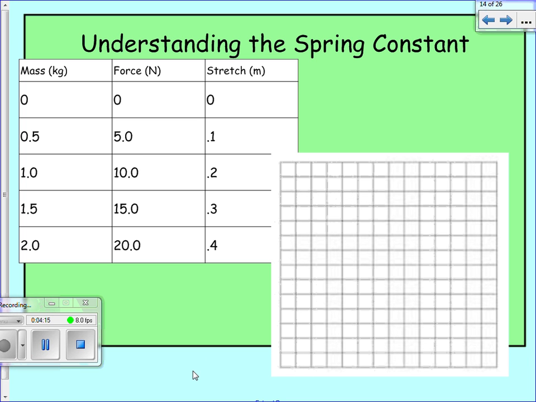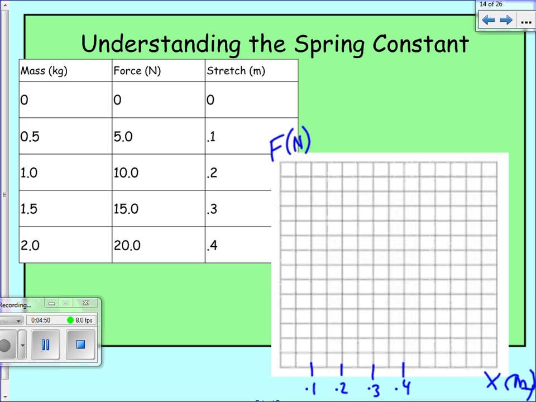So what I'm going to do is graph it by putting my force in newtons on the y-axis and my stretch, or displacement, measured in meters, on the x-axis. Okay, so let's go ahead and do that. My stretch, which is on the x-axis, goes from 0 to 0.4. So maybe I do this. This will be 0.1, this will be 0.2, this will be 0.3, and this will be 0.4. Make sure when you graph things, you always want to go up by even intervals.